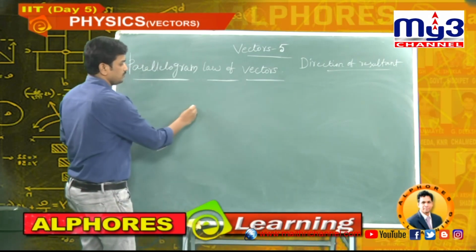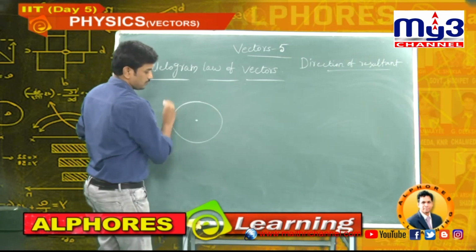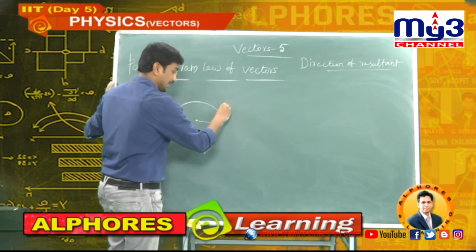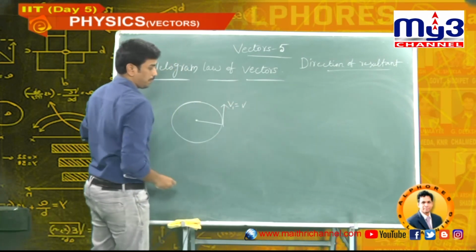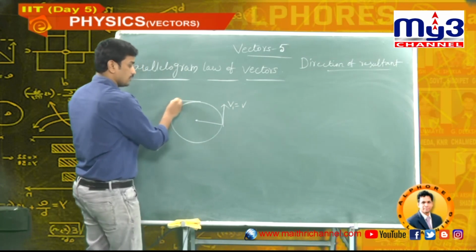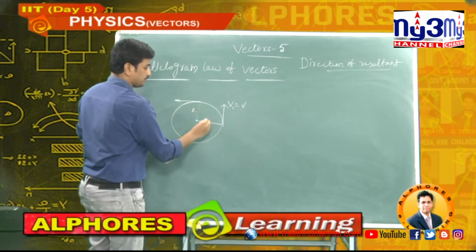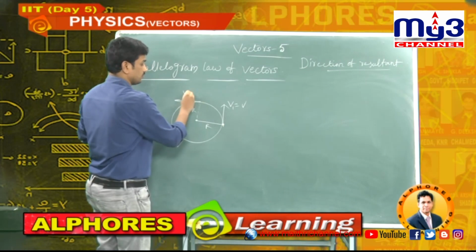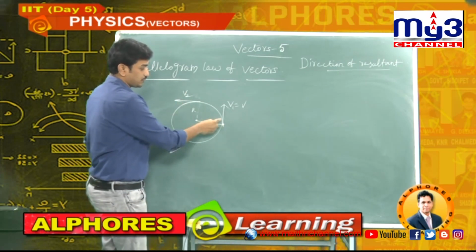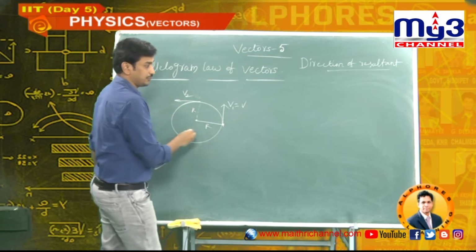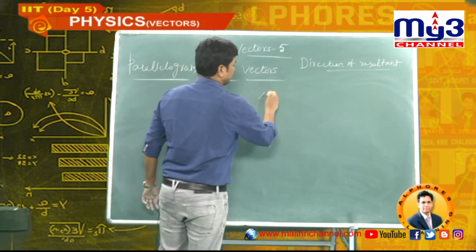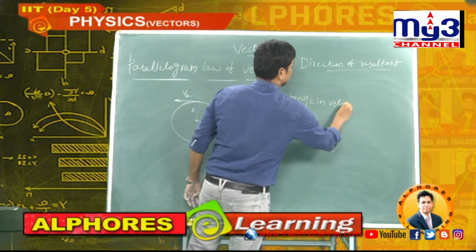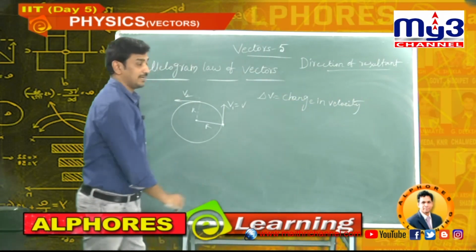See here. A particle is moving in circular motion. The velocity is tangent to the circle. V1 is equal to V. Now the radius is R, and the velocity is always tangent to the circle. Now what is the change of velocity? They are asking to calculate the change in velocity. How to calculate change in velocity?